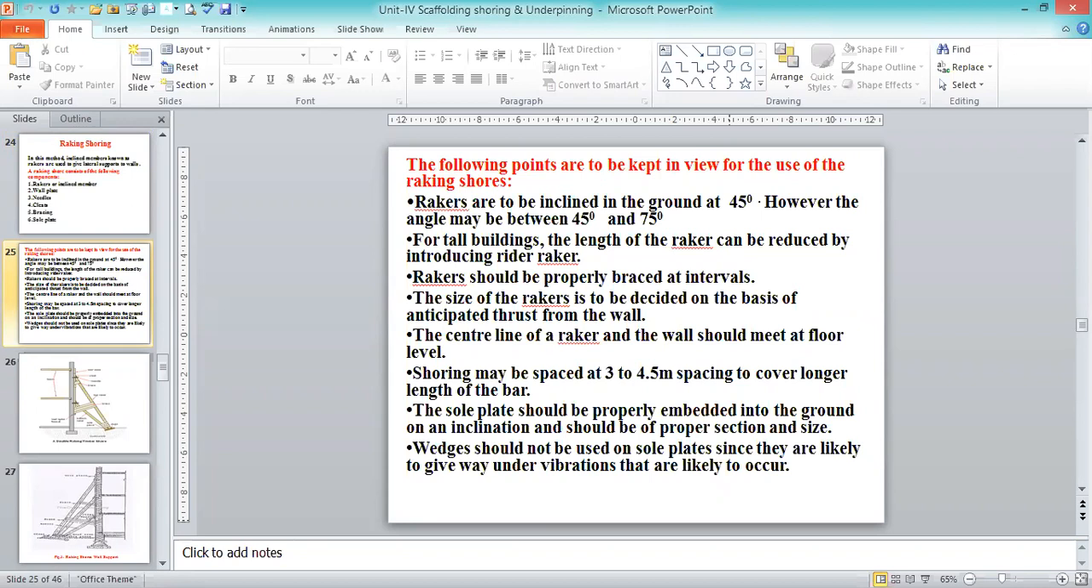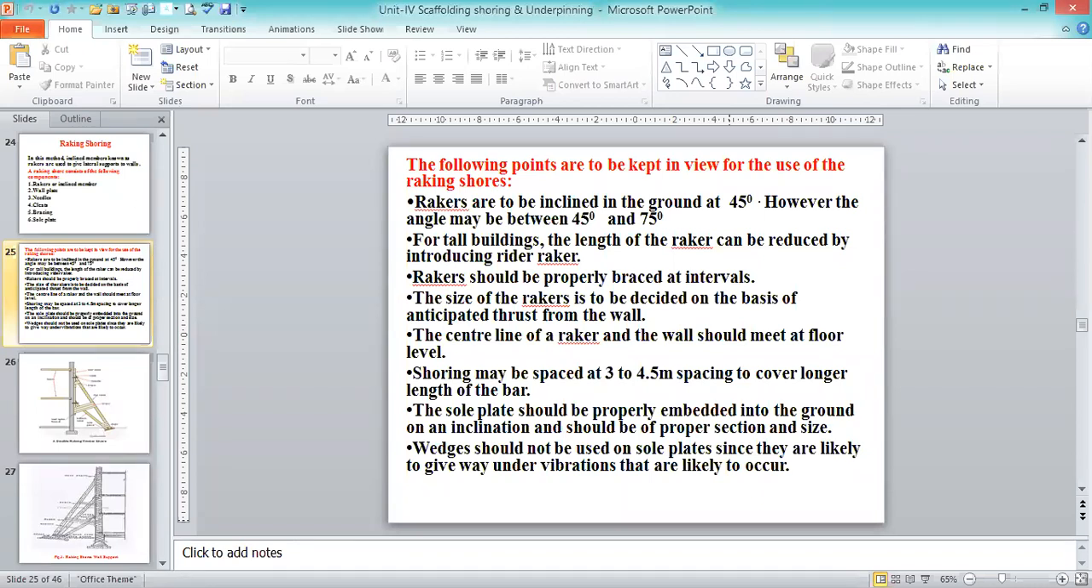However, the angle may be between 45 degrees and 75 degrees. For tall buildings, the length of the racker can be reduced by introducing rider rackers. For a tall building, we can go for that. So 2 to 3 rackers at a stretch we can join together. That is going to be called a rider racker. Instead of a single racker, I am going to join 2 to 3 inclined members together. That we are going to call a rider racker.